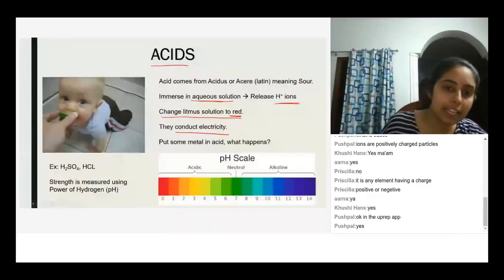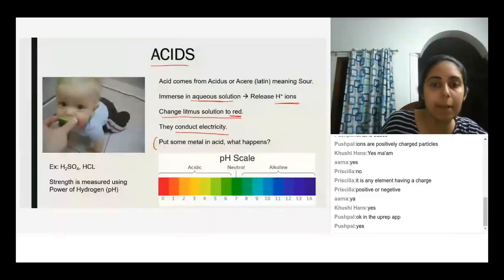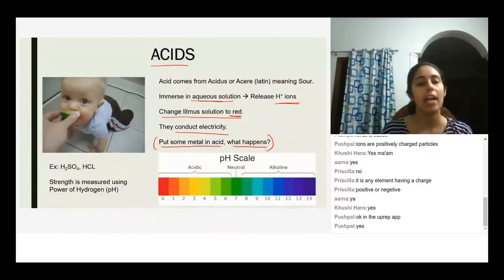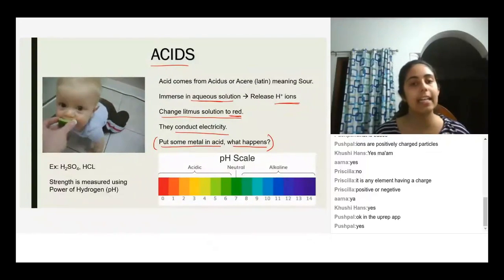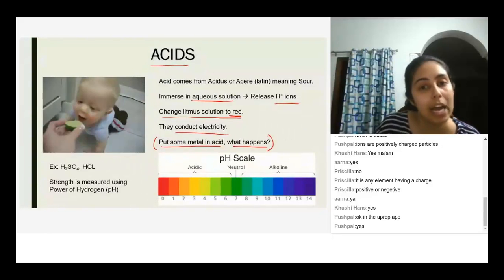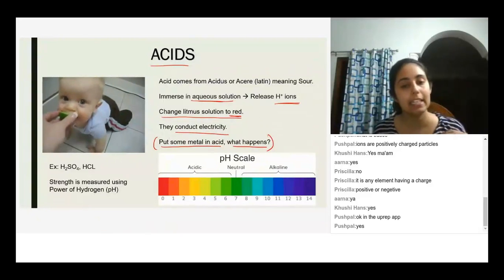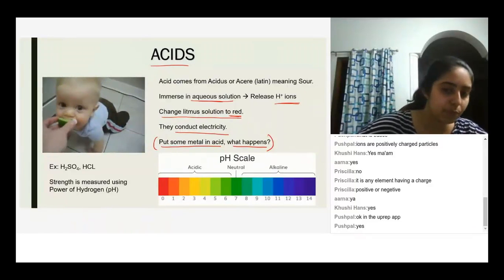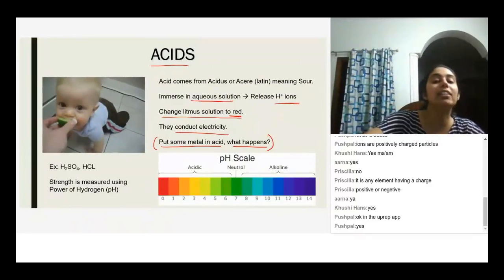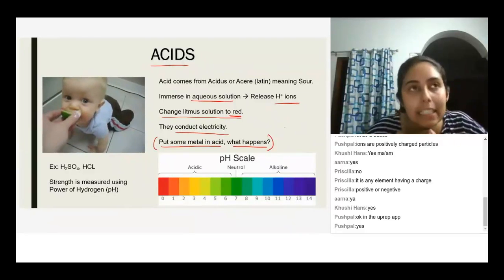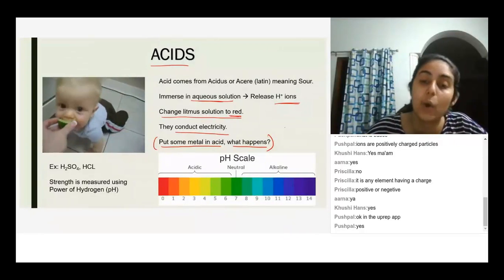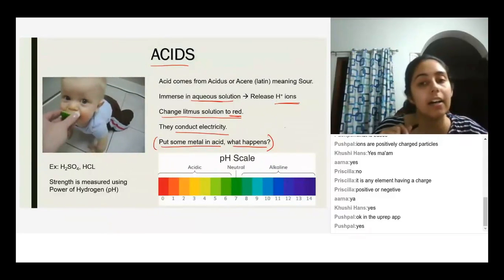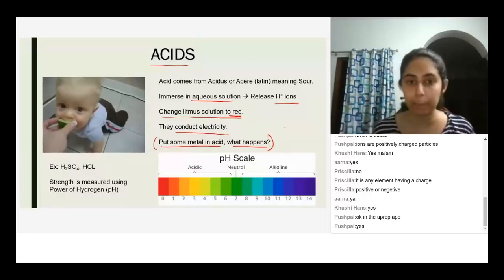Now there is another statement over here. If I put some metal in an acid, what happens? When I put a metal, does it become a salt? No, it does not become a salt, but there is salt deposited on top of the metal as a little layer, but the entire metal does not become a salt.